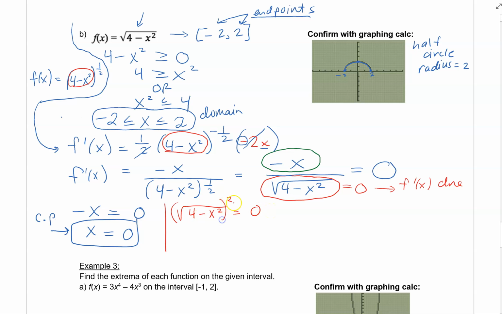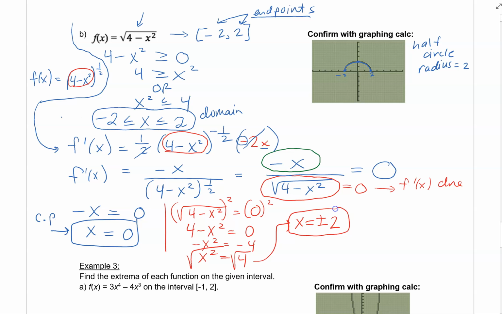So I could start by squaring both sides, which would still give me a 0 on the right side, subtracting 4 from both sides, dividing both sides by -1, and then square rooting. And when I square root, I get positive and -2 for x. But you may recall those were also my endpoints over here, positive and -2. So they're endpoints and they're critical points. So it's like a double whammy. They're definitely going to be a max or a min.